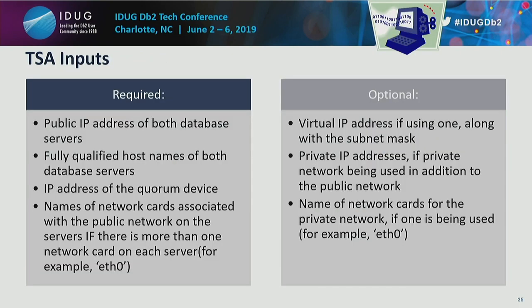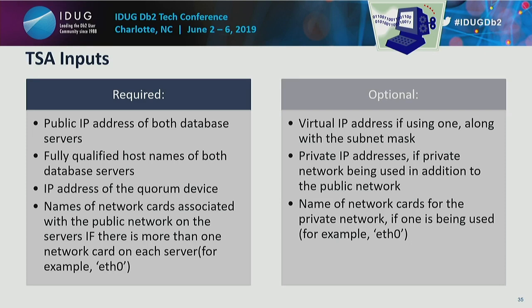So the required inputs that you have to have ready before you go into Db2 HAICU, you need the public IP address of both database servers. You need the fully qualified host names of both database servers, the IP address of the quorum device, and the names of the network cards and which networks they're associated with. And that may be something that you can figure out yourself, or it may be something that you need to ask a system administrator for.